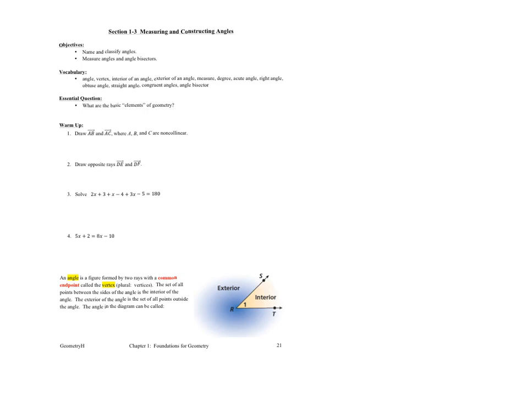This is 1-3, measuring and constructing angles. So I'm going to look at the warm-up where I have to draw, number 1, draw ray AB and ray AC, where A, B, and C are non-collinear, so they can't be on the same line.